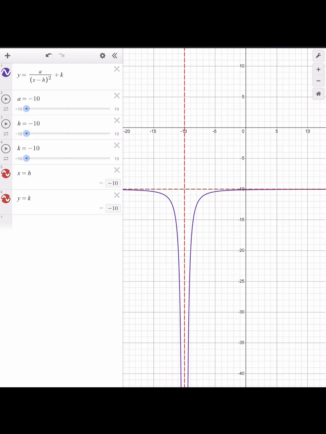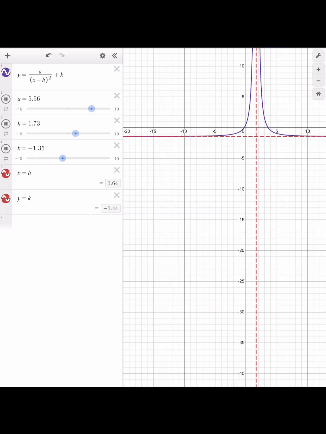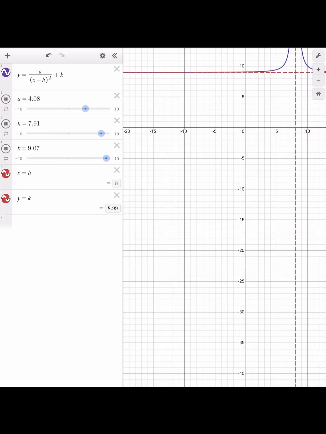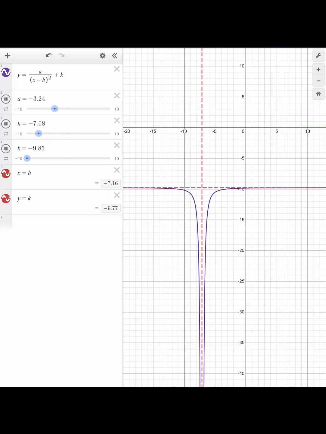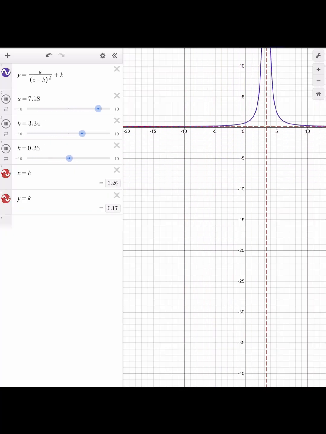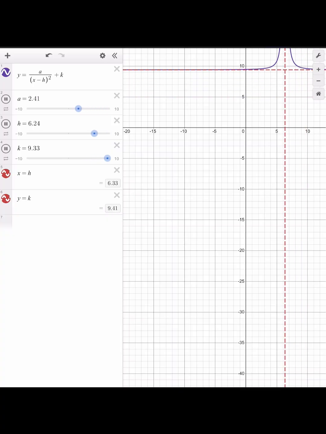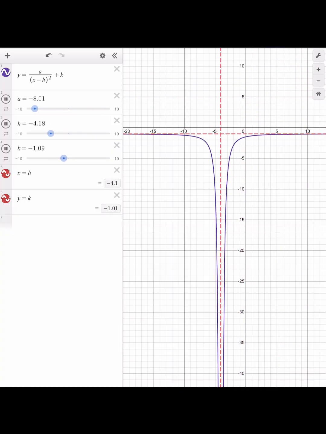Again, this is what the truncus graph looks like if I set the three parameters a, h, and k. Start this animation, and you'll see that the truncus is moving accordingly. The two asymptotes mainly separate the four regions, and the truncus moves around them because of the sign of a.